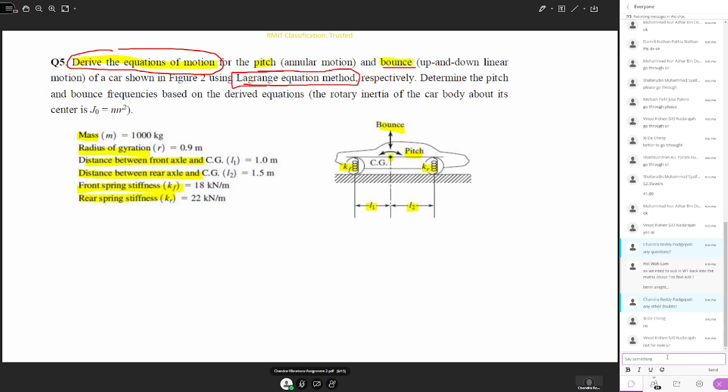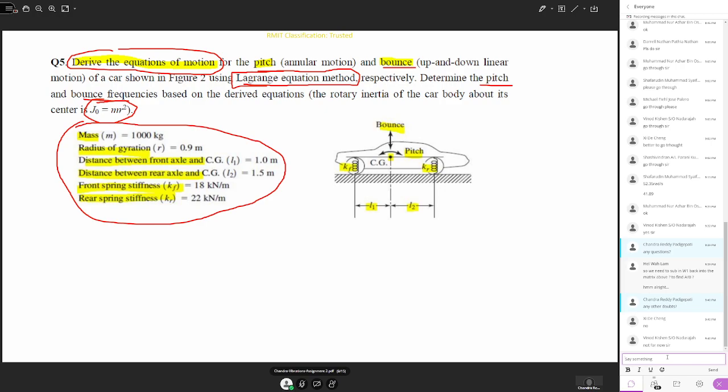After that, determine the pitch and bounce frequencies. So you are asked to calculate the frequencies for these two, pitch and bounce, based on the derived equations. You are given that the car body's mass moment of inertia is given as m r squared, and all the required data is given.